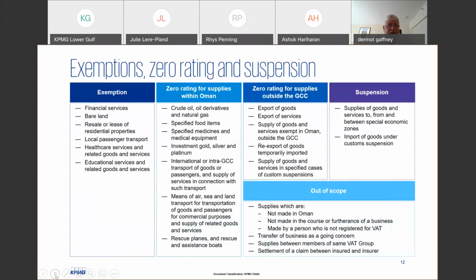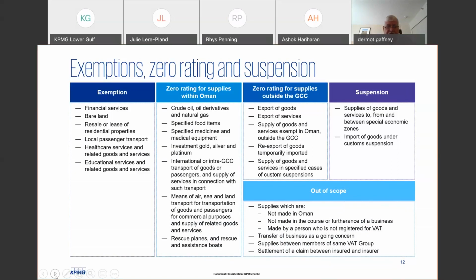So what are exemptions? The exemptions for financial services, which is obviously why we're all here this morning. There are other exemptions for bare land, and bare land is defined as land that has no structures either on it or under it. The resale of residential properties and the letting of residential properties are exempt, as is local passenger transport, healthcare, and education services.